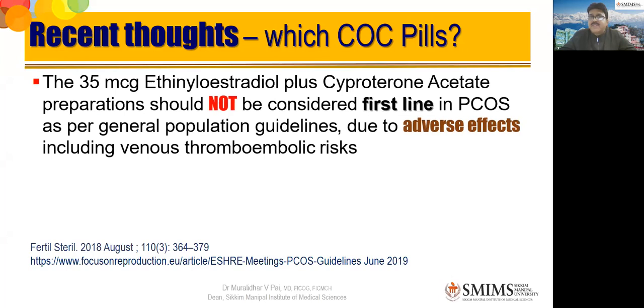If there is hyperandrogenism, cyproterone acetate is not bad at all. It has worked very well. But don't use it as first line in PCOS as per general population guidelines, due to adverse effects, including venous thrombotic risk. Yes, cyproterone acetate has got venous thrombotic risk, much more compared to the other progestogens.